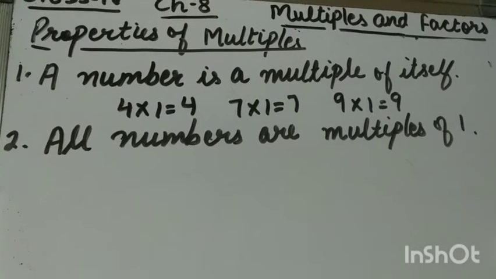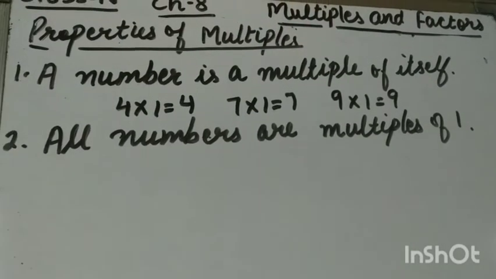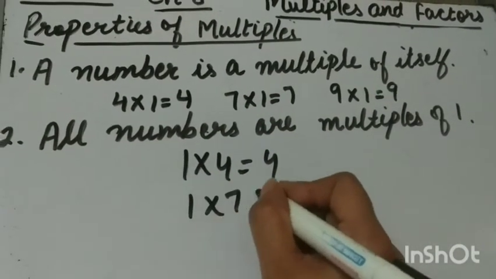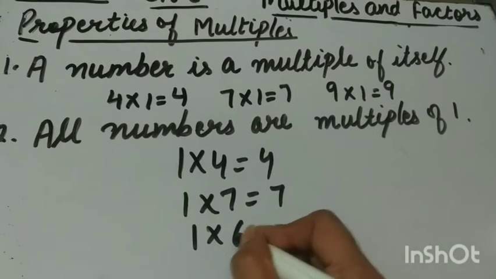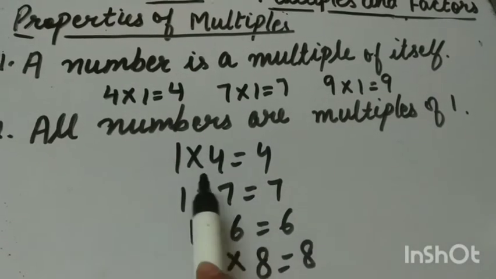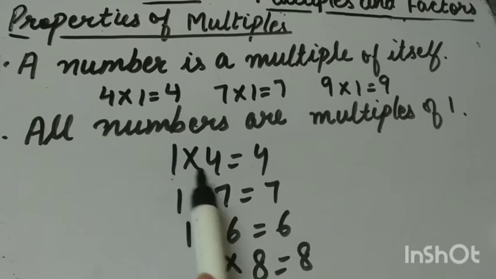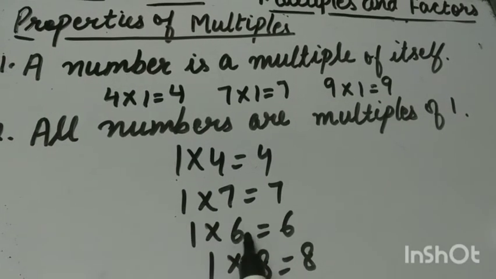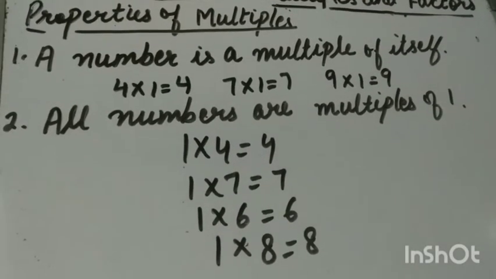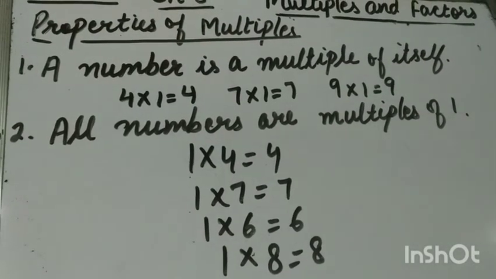This is the first property. And the second property is all numbers are multiples of 1. I will explain with an example. 1 multiplied by 4 is 4. 1 multiplied by 7 is 7. 1 multiplied by 6 is 6. 1 multiplied by 8 is 8. Means 4 is a multiple of 1, 7 is a multiple of 1, 6 is a multiple of 1, and 8 is a multiple of 1. So all numbers are multiples of 1. So these are the properties of multiples.